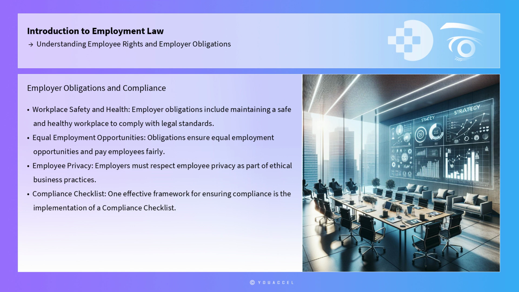One effective framework for ensuring compliance with these obligations is the implementation of a compliance checklist. This checklist serves as a comprehensive guide for HR leaders to periodically review and assess the organization's adherence to employment laws and regulations. By systematically checking compliance in key areas, HR leaders can proactively identify and address potential legal issues before they escalate.